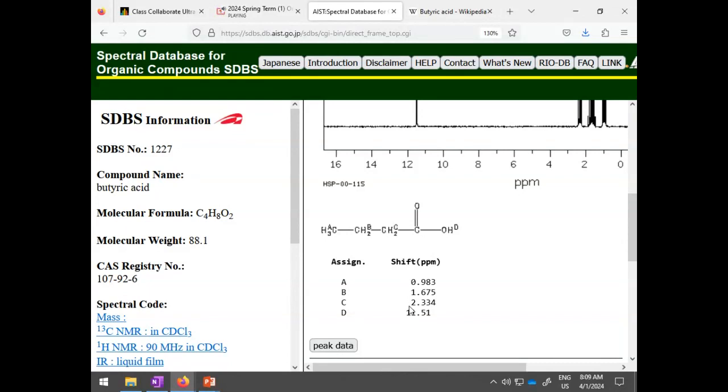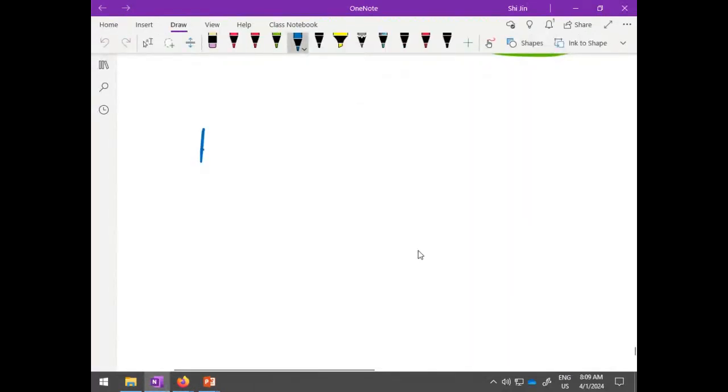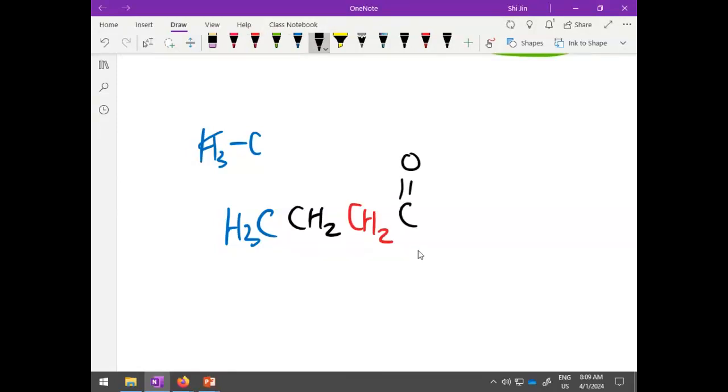Let's say if you have an aldehyde with a similar structure, say CH3, CH2, CH2, you have this compound, okay? Butanal. This is butanal, right? 4 carbons. Yeah, 4 carbons. Butanal. Okay.